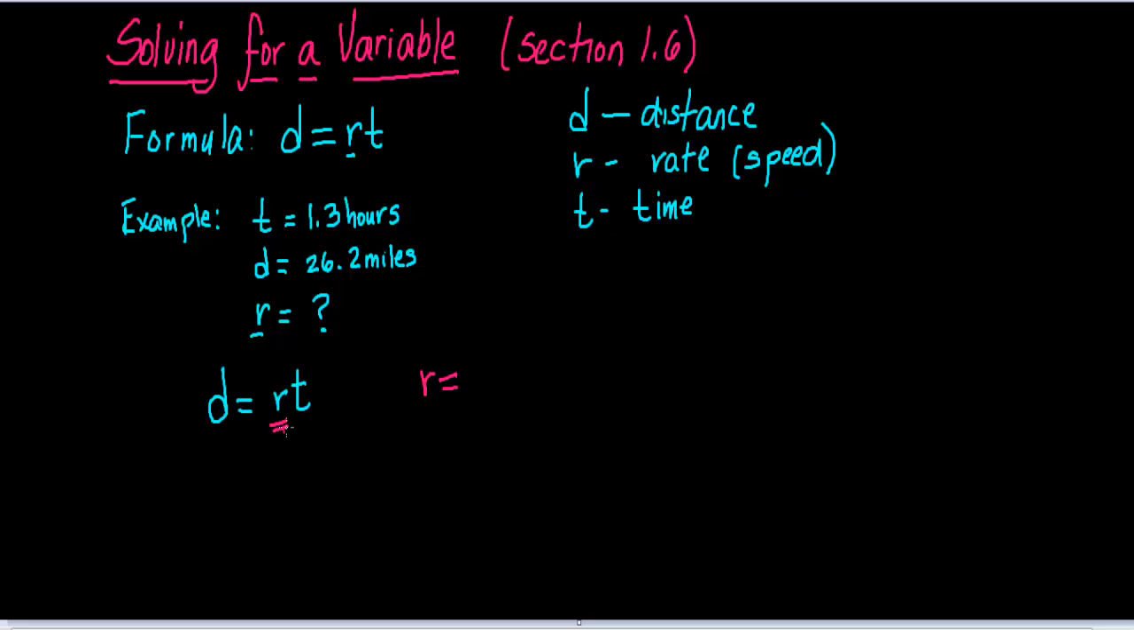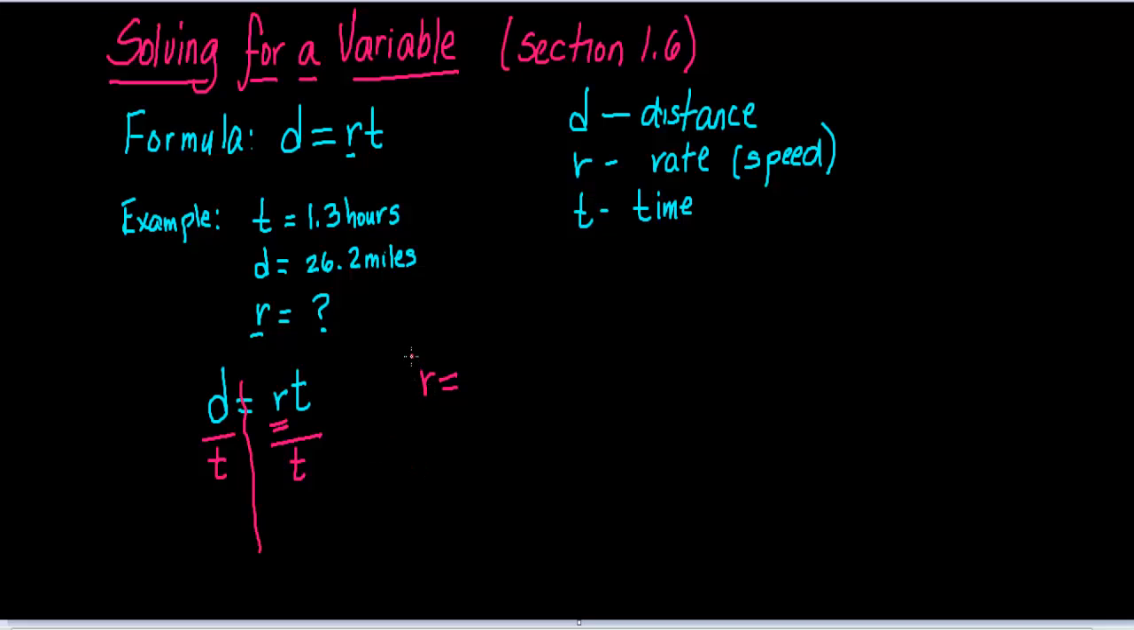So that means I'm going to isolate R. Now, let's look at R. R is being multiplied by T. So how do I get rid of that T if it's being multiplied by R? We do the inverse operation. We divide by T. Does that make sense? If I divide by T on one side of the equal sign, I have to divide by T on the other side of the equal sign. And look at what happens.